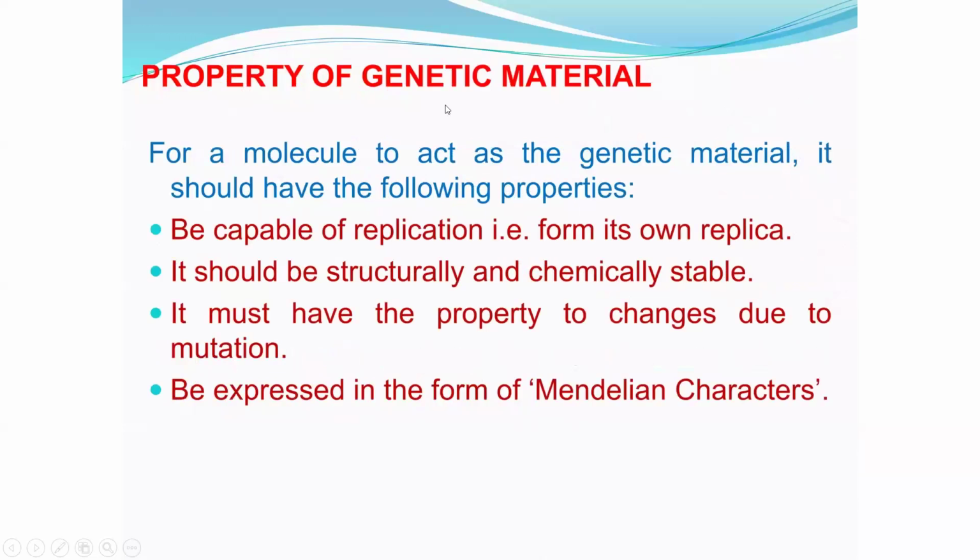So what are the properties of the genetic material? If any substance is to act as a genetic material, what are the properties it should follow? So for a molecule to act as a genetic material, it should have the following properties. First, it is capable of replication, that is, it forms its own replica, and it should be structurally and chemically stable. The molecule should be structurally and chemically stable, then only it becomes a genetic material.